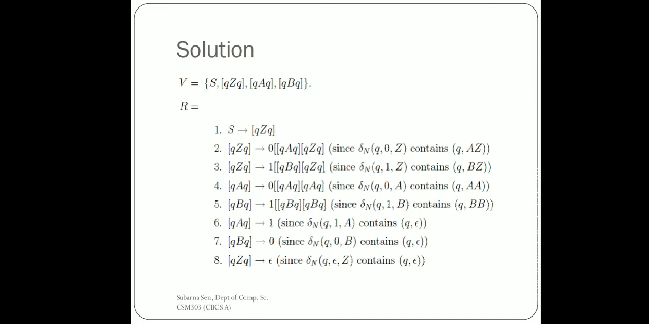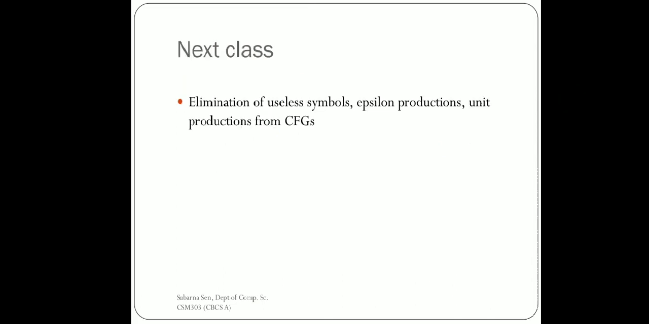So that is the way out, and this much for today's class. In the next class we will see this very important concept: what are useless symbols, what is epsilon production, and what are unit productions, and why we need to eliminate those from the CFG.